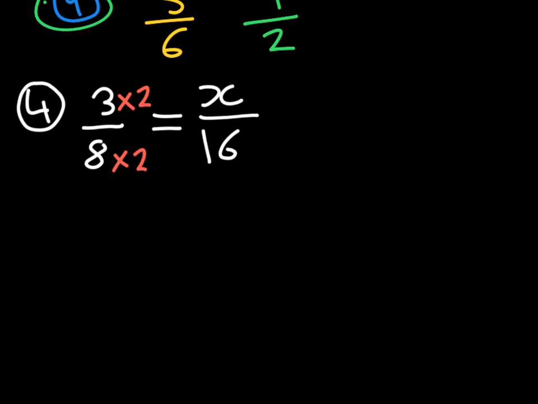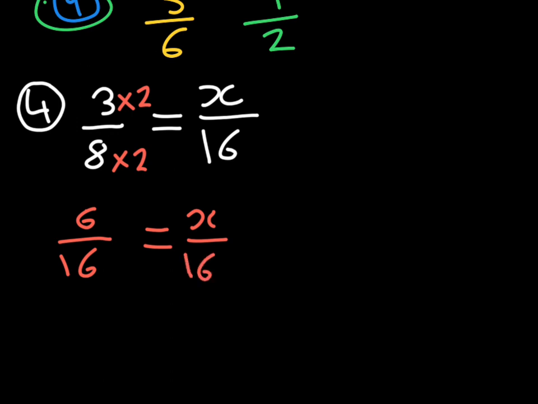So we're essentially multiplying this whole fraction by 1, right? Because remember, 2 over 2 is just 1. So if we multiply the top by 2 and we multiply the bottom by 2, we're not actually doing anything. So we're not really changing the fundamentals of this fraction. So 3 times 2 gives us 6, 8 times 2 gives us 16. And this equals x over 16.